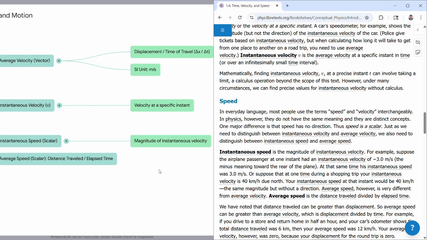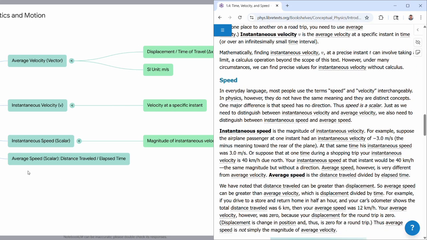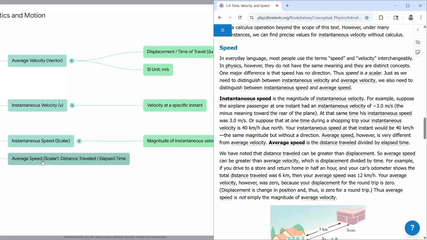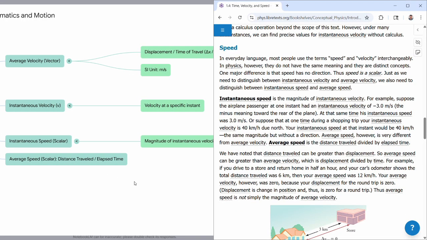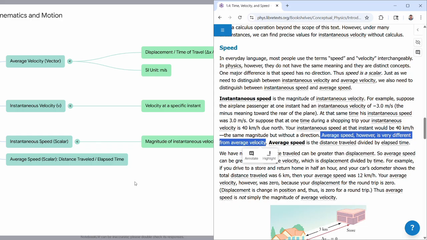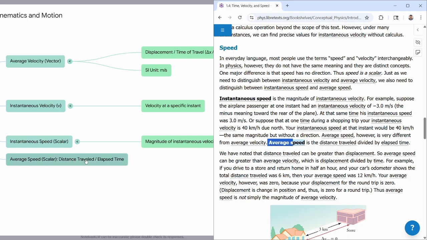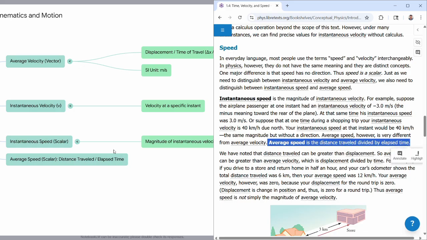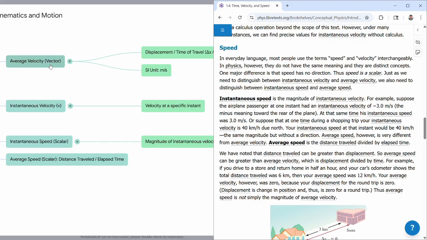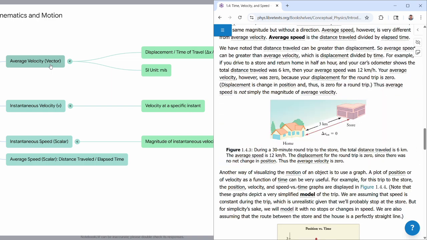And I want to give a caution about the phrase average speed, which is not going to be the same thing as simply the magnitude of average velocity. I know it's very confusing because average speed is the distance traveled per time. And if we're looking at the magnitude of average velocity, for example for a round trip, the average velocity for a round trip is 0 because your total displacement is 0. Now your total distance traveled is not 0. That's why average speed won't be 0.